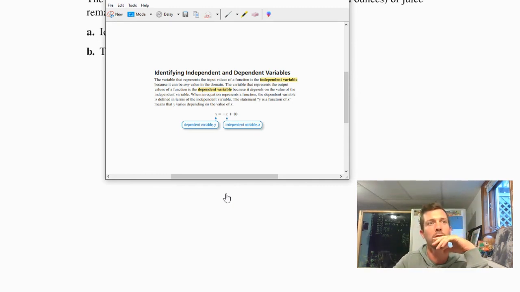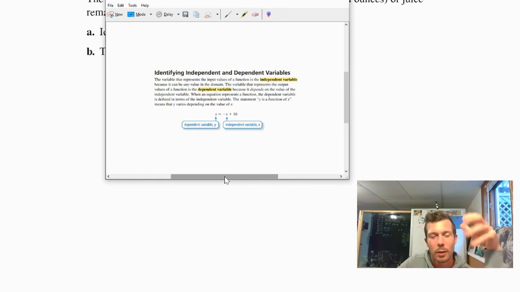So the variable that represents the output value of a function is the dependent variable because it depends on the value of the independent variable. When an equation represents a function, the dependent variable is defined in terms of the independent variable. Very wordy, guys, but try to put that in your own words, right? The statement y is a function of x means that y varies depending on the value of x.